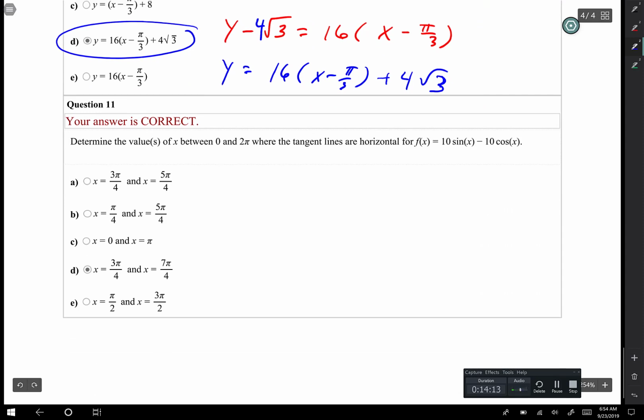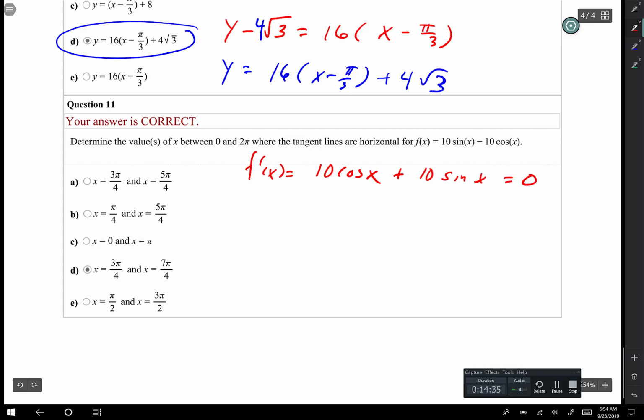All right, here we go. Determine the values of x between 0 and 2 pi where the tangent lines are horizontal for this function here. So I'm going to take a derivative, and I'm going to set it equal to 0. F prime of x equals the derivative of 10 sine x, which is 10 cosine x. And the derivative of 10 cosine x is a negative 10 sine x, but negative times a negative is a positive. So 10 sine x.